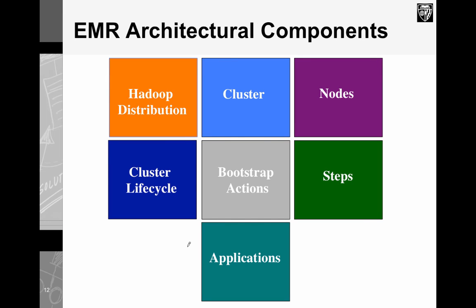Okay, so let's look at the EMR architectural components. First, we will look at the Hadoop distribution that is supported as part of AWS EMR. Then we'll look at the cluster concept in AWS EMR. Then we'll look at the various kinds of nodes that they support. Then we'll look at the cluster lifecycle, the lifecycle through which the cluster goes. And then we'll look at something called bootstrap actions to initialize a cluster. And then we'll look at the concept of steps, which is the series of workflow that you can do as part of cluster launching and performing tasks. And then we'll look at the various applications that are supported as part of AWS EMR.